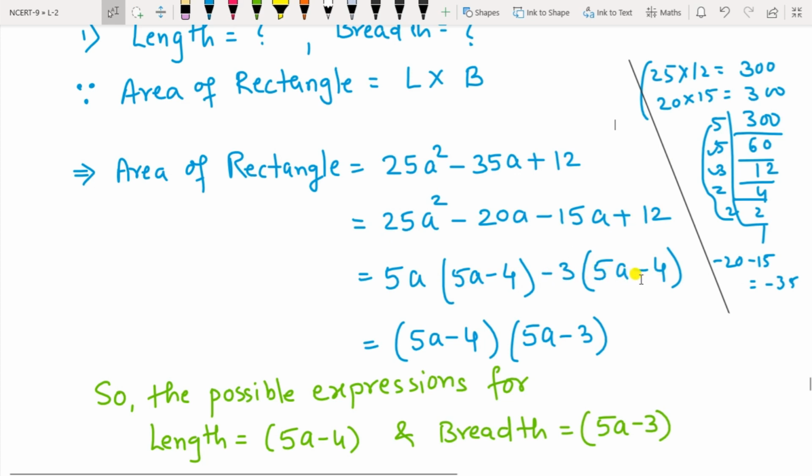Now how do you check whether you have done it correctly or not? Your brackets should come out the same, only then is your factorization right. The two equal brackets you write once, and the remaining terms outside the bracket you write in the next bracket. This is the area of a rectangle, we know L into B, so this is first bracket into second bracket. So the possible expression for the length is 5a minus 4, and the possible expression for the breadth is 5a minus 3, or it can be vice versa too. The length can be 5a minus 3 and the breadth can be 5a minus 4.